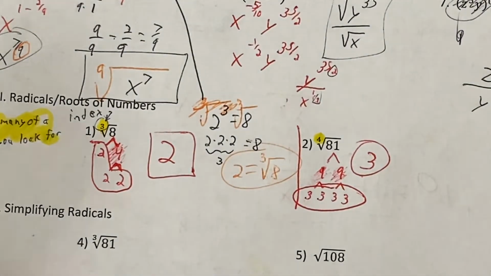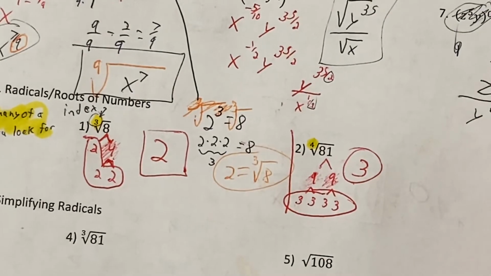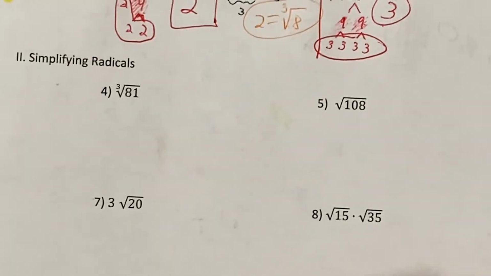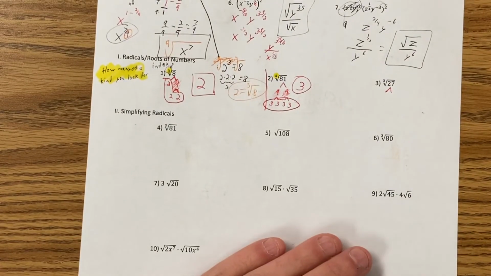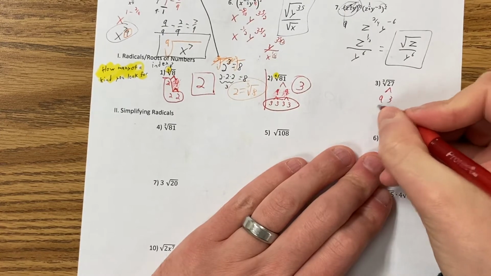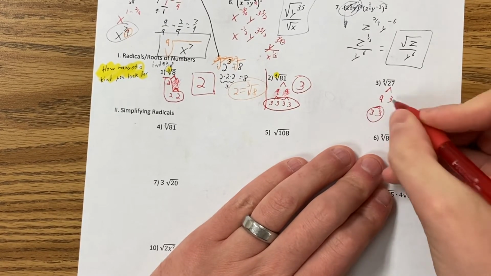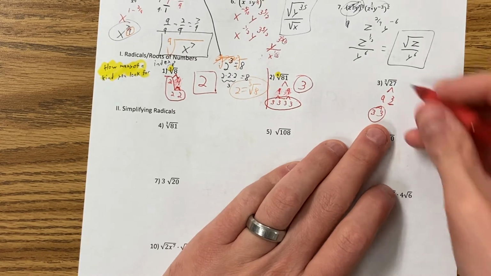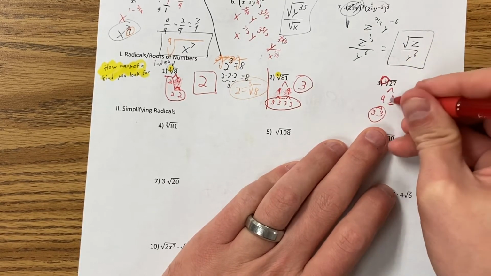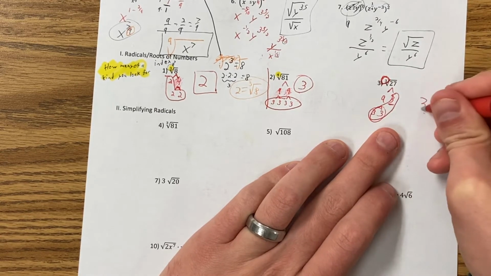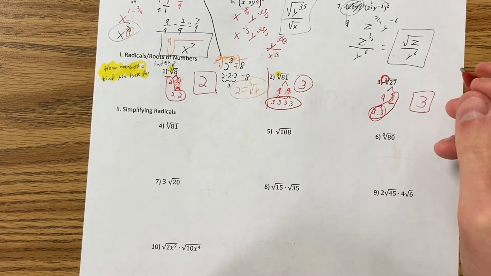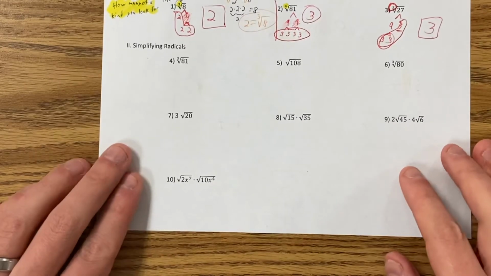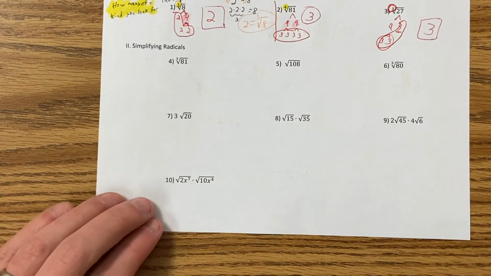27, feel free to pause it and try this one. It's 9 and 3. This is 3 and 3. So you have a 3 and... Oh wait, no, I'm sorry. We're looking for 3 of a kind. So we do actually have triplets of 3. So the answer is just 3.